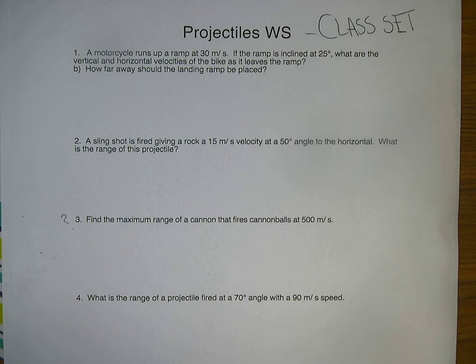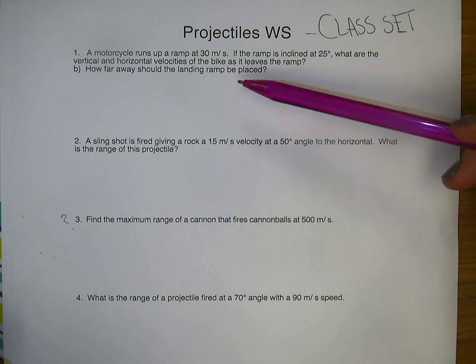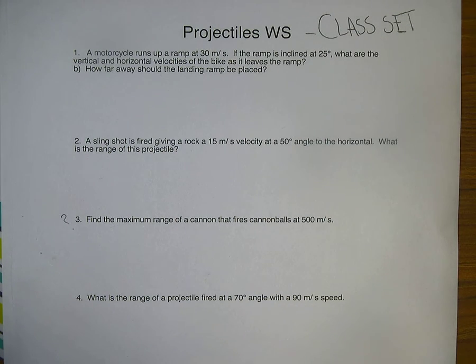So first of all, whenever you have a velocity at an angle, we need to break that down into horizontal and vertical components. So our first step will be to do that. Then we'll come back and we'll find how far away the landing ramp should be placed. So in this case, we're going to be combining our trigonometry that we worked with at the beginning of the unit with the kinematics calculations that we've been doing with horizontal projectiles. So our first step is the same.